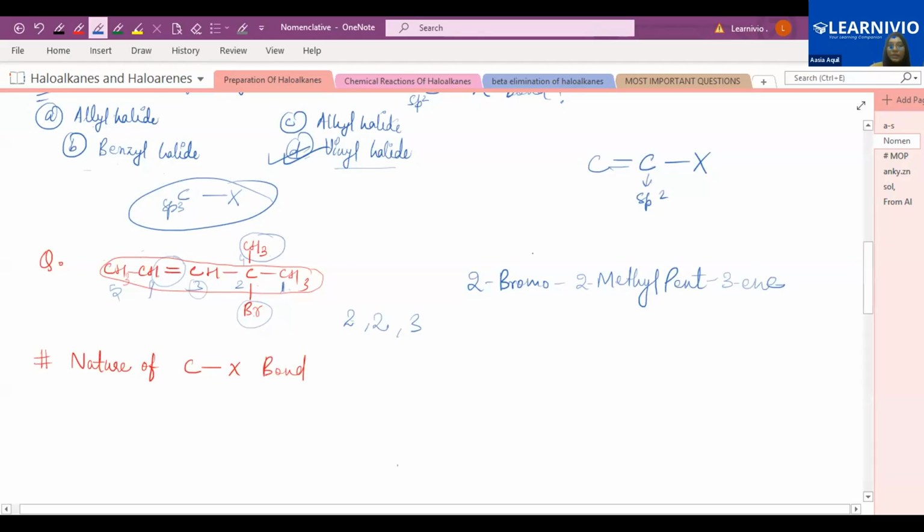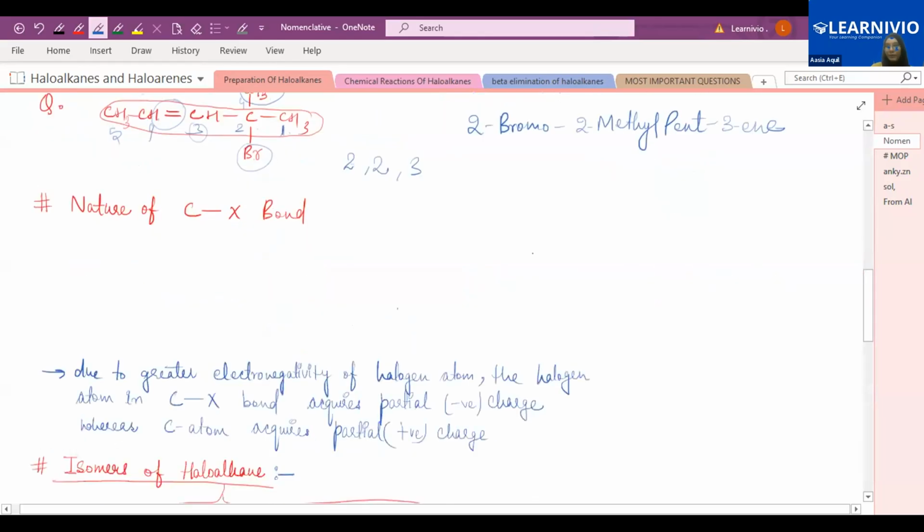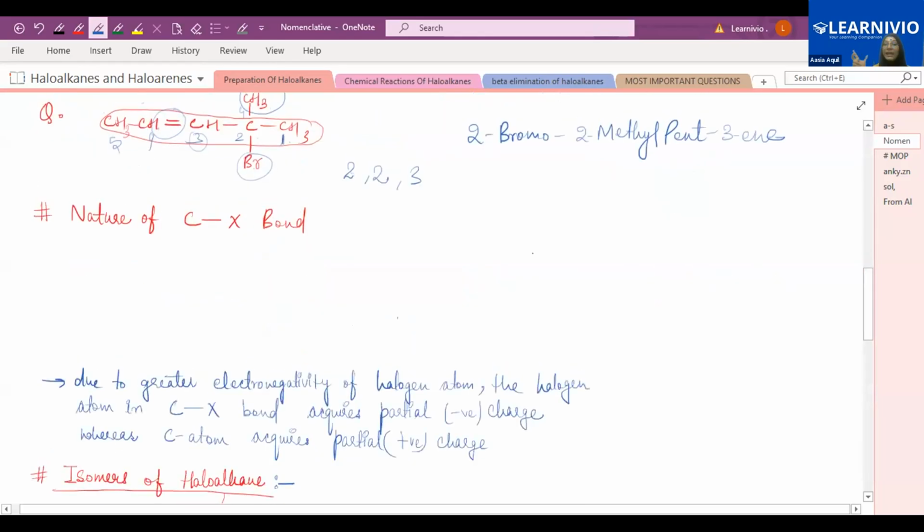Now see the nature of the C-X bond. Because we are talking about the haloalkenes, we will discuss what the nature of the bond is between the carbon and the halogen atom. What is the nature of this bond? See, carbon and hydrogen means the alkyl group carbon. We know RX. What is RX? So RX is your haloalkane.